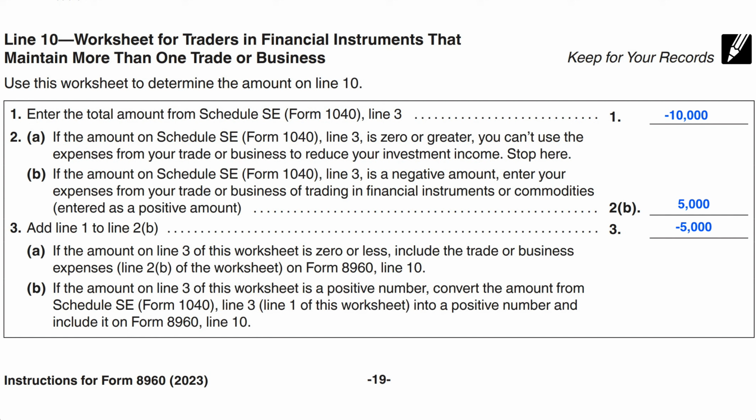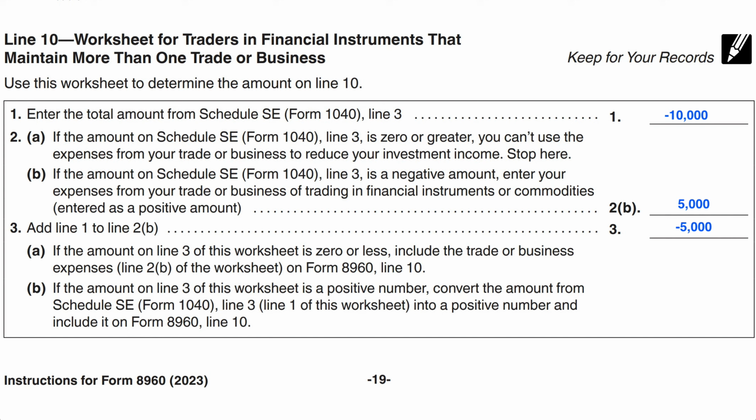Before we begin with this worksheet, I'll just say that the Line 10 worksheet is for traders in financial instruments that maintain more than one trade or business. This will reflect on line 10 of the Form 8960 as "additional modifications." To complete this worksheet, you need to first complete IRS Schedule SE to determine if you can use all of the trading business Schedule C expenses as a tax deduction. And that's what this worksheet helps you determine.